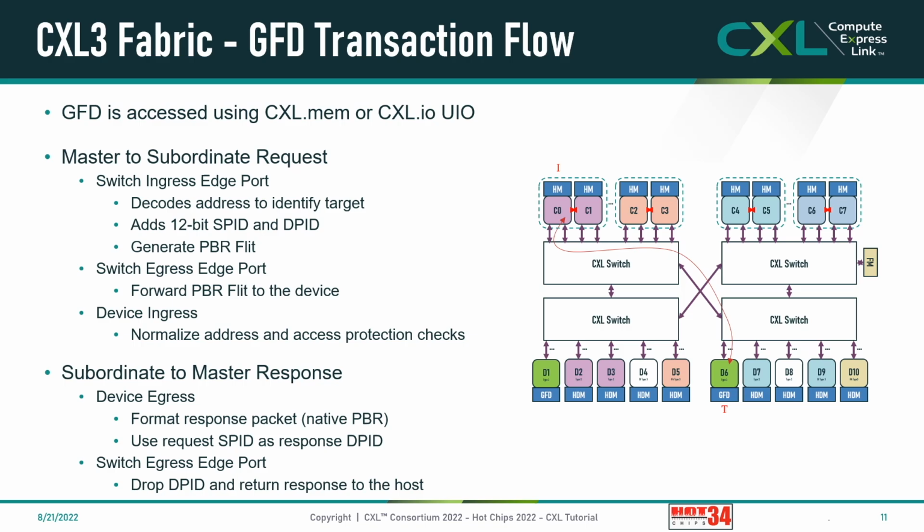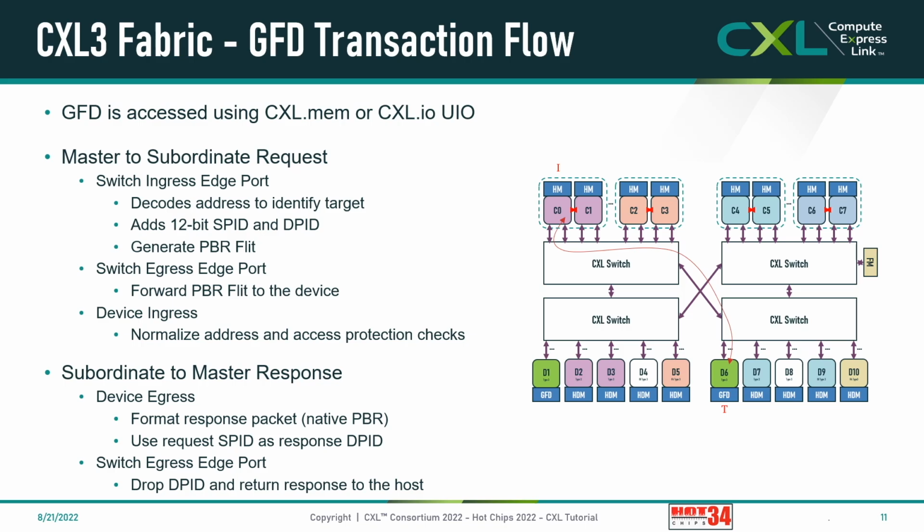The target device performs address normalization, that is, converting the received host physical address to the local device physical address, and performs access protection checks to ensure that the source host has the access rights to access the addressed memory location. Once the received address is normalized and access protection is checked, then the requested memory access is performed.